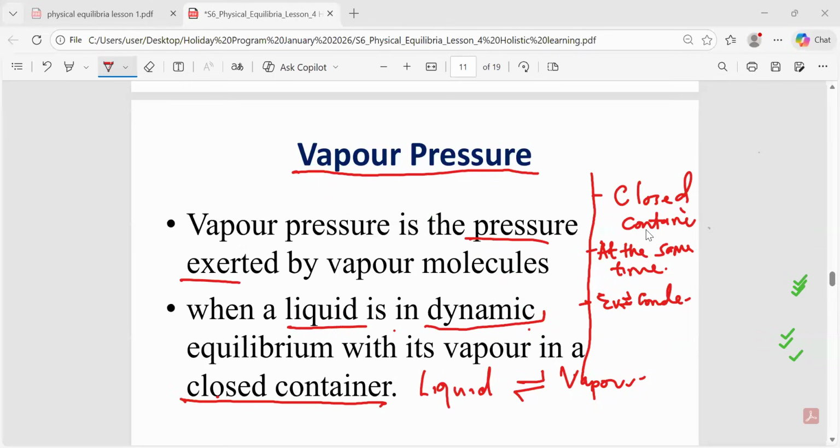Okay. So do you have any inquiry about vapor pressure? Anyone with an inquiry, then we can move on. Any person with an inquiry on vapor pressure? Anyone?